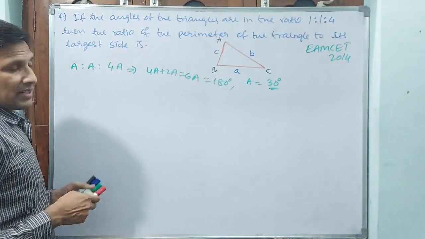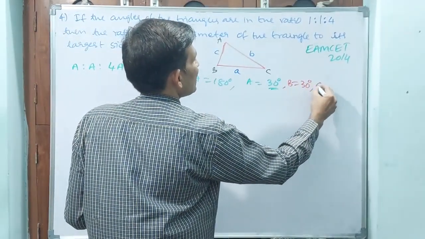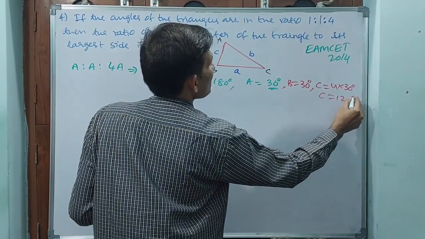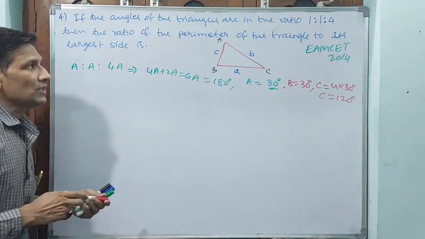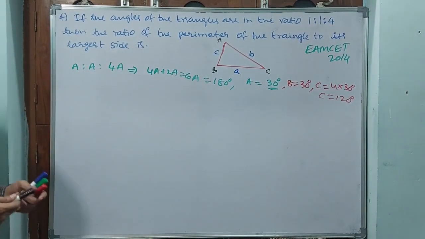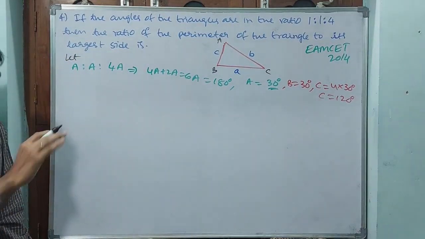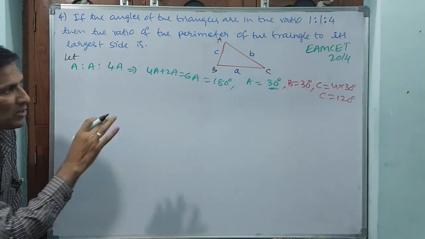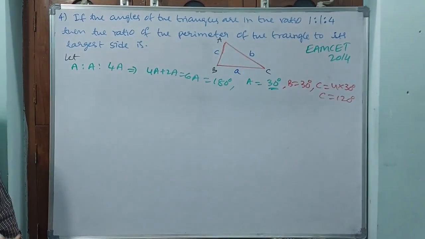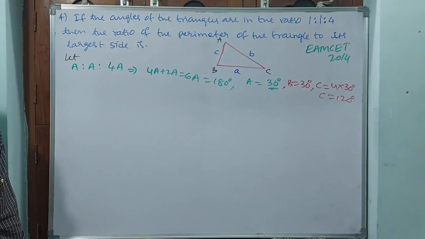If at all A is 30 degrees, then B is also 30 degrees. C is equal to 4 into 30 degrees. C is equal to 120 degrees. A is to B is to C. Right, here later. Why? Because say one angle is 120, remaining two angles are 30, like that we have to take. Why? Because it may be A or it may be B or whatever it may be. That is why he is asking ratio of perimeter to the largest.